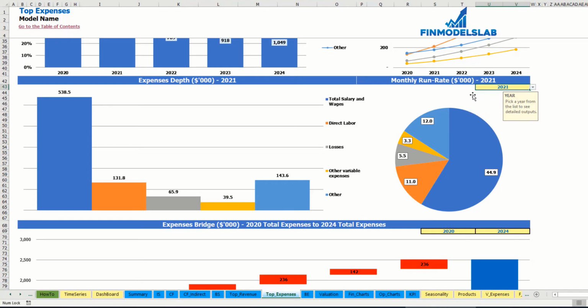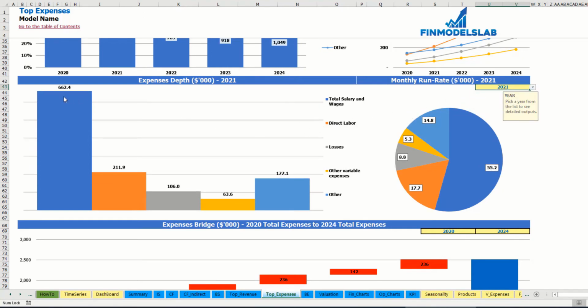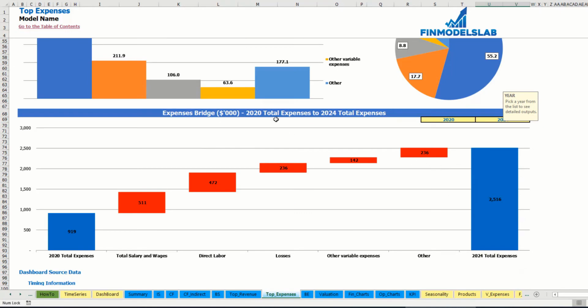You are able to change this year, and you may see the absolute values and percentage breakdown on the pie chart. On the expenses bridge you may find the main drivers of expenses growth between these 2 years. These years are also changeable, so you may select the first year and the last year. And you may see that total expenses in 2020 will change to total expenses in 2024 by this waterfall.